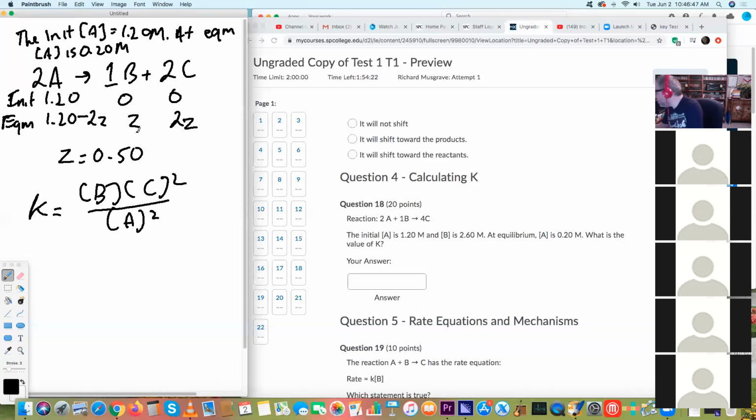And you can see that B would be Z, which is 0.50, and C would be 2Z, which would be 1.00. And of course, A would be what we were told it was, which was 0.20. So then you would calculate it out from there. Okay. Is that fair enough? Mm-hmm. That makes sense. Okay. Does anybody have any other questions about K?